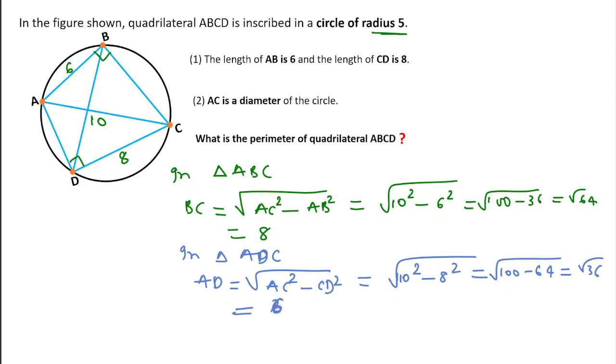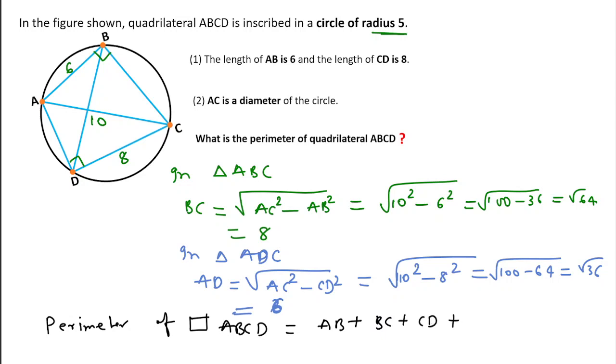6. So we have to find actually the perimeter of this quadrilateral. So we will write perimeter of quadrilateral ABCD equal to AB plus BC plus CD plus AD, and AB is 6 and BC we have just calculated 8 and CD is 8 according to question, and AD we have also just calculated 6, and if we add this then we get 28. So 28 will be the required answer for this question.